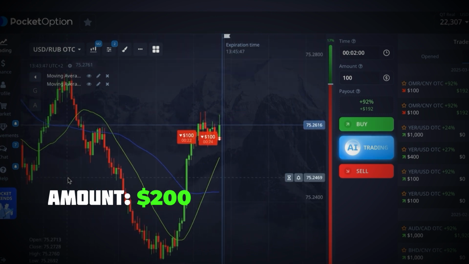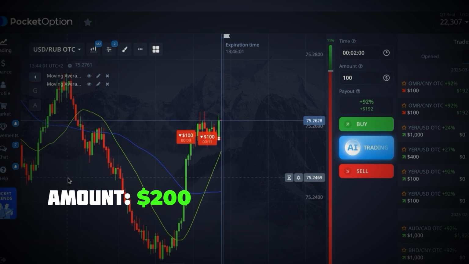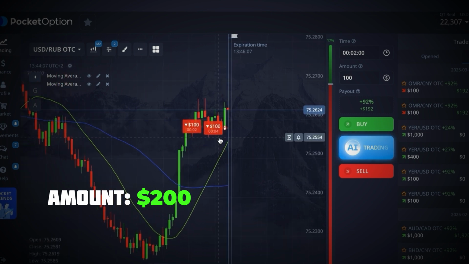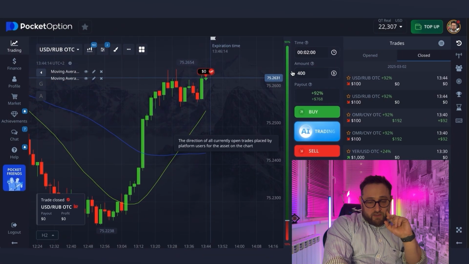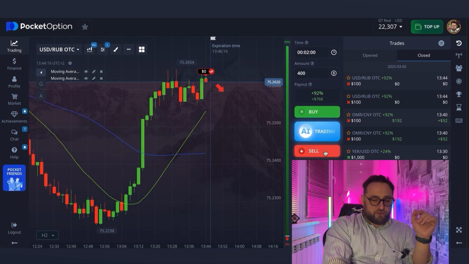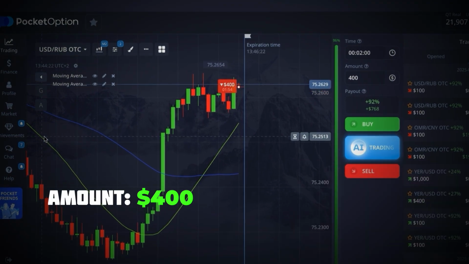Try to trade just on good volatility pairs. Pairs with good volatility, I mean. Okay. You see? Yes, we'll open another trade for 400. I hope it will work now.